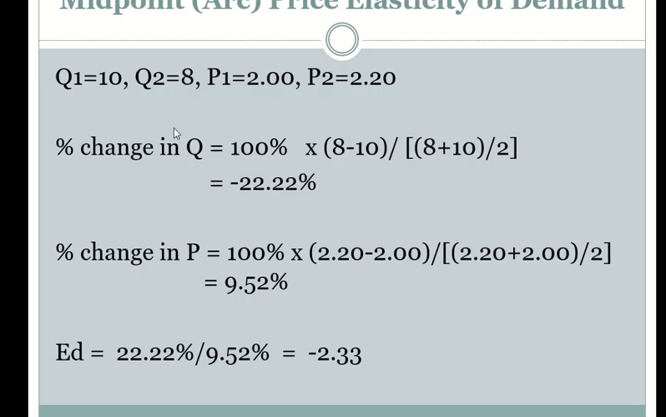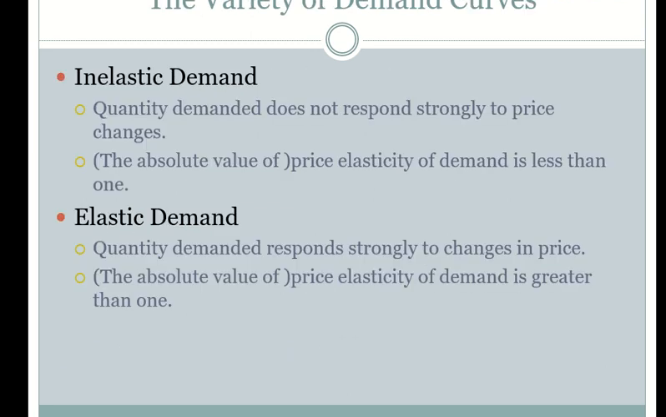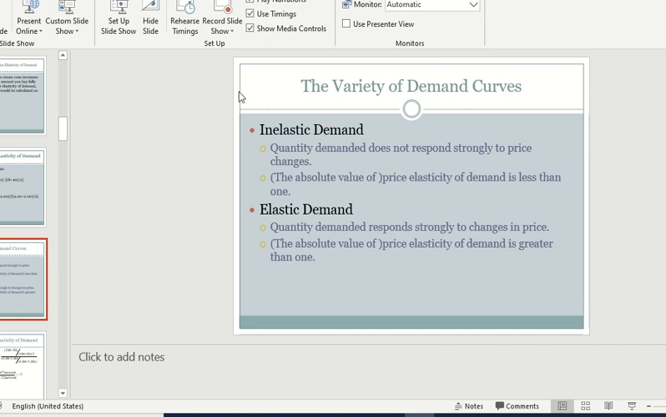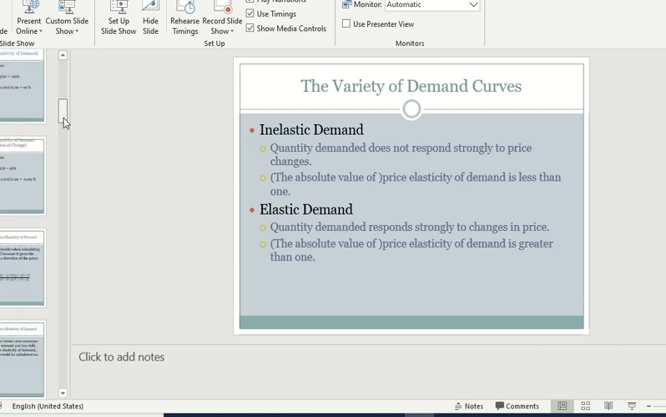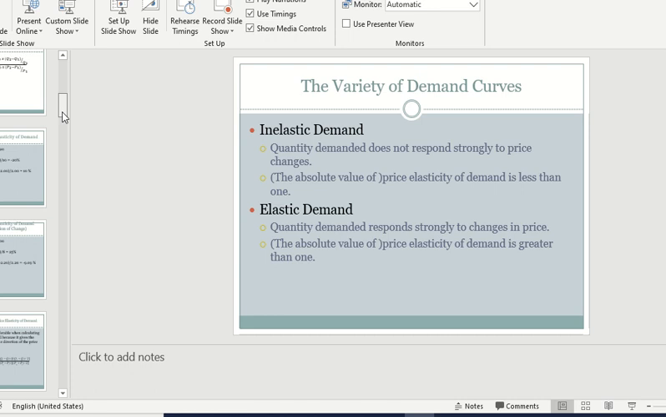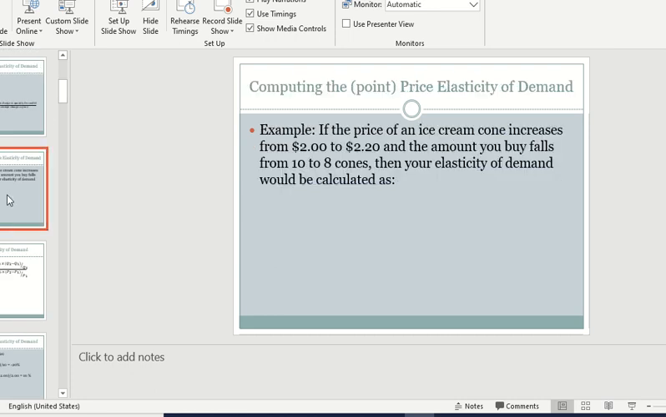Okay, so once again, let's set up the question. The initial quantity, that's 10. The new quantity, that's 8 cones. The initial price, and then the new price. Just give me a second. I'm going to go back to this.